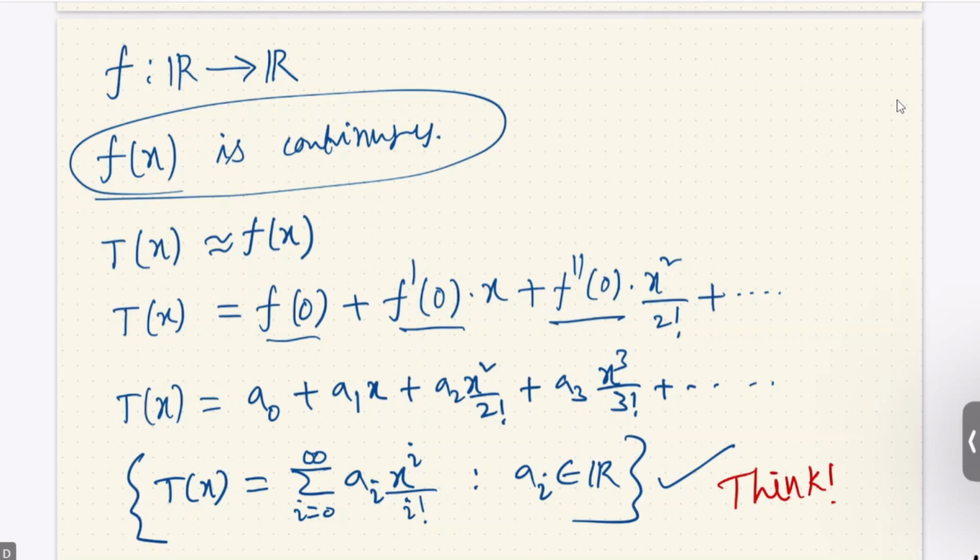No, sir. I think in the reverse way we cannot always get a continuous function, sir.